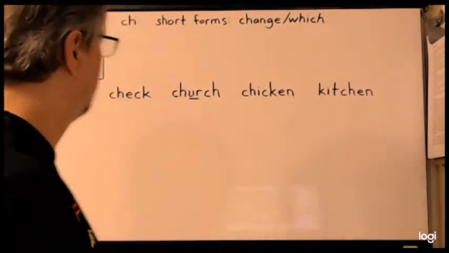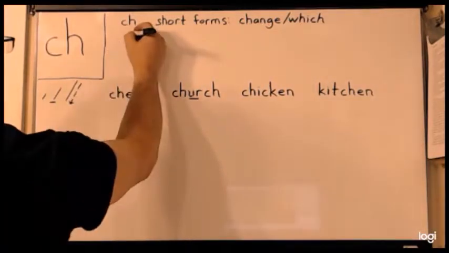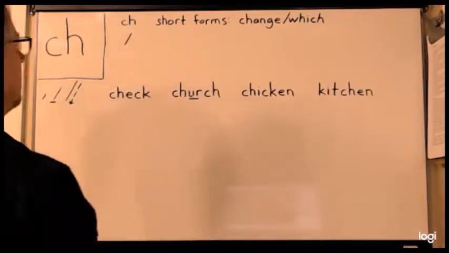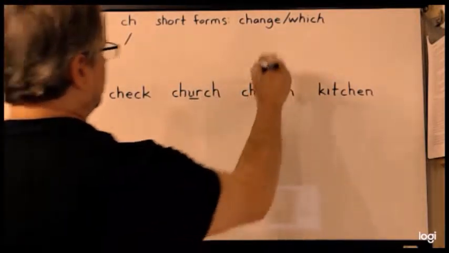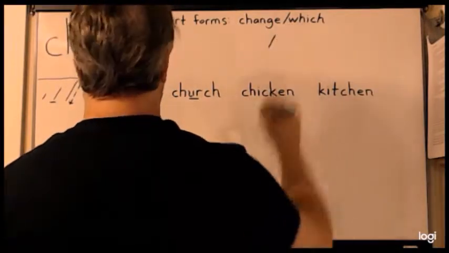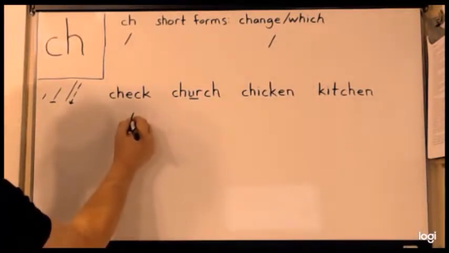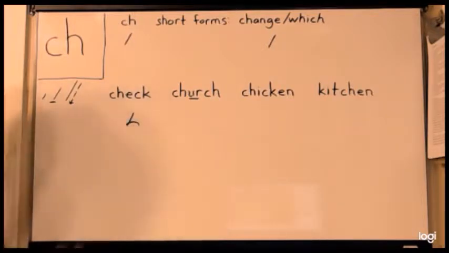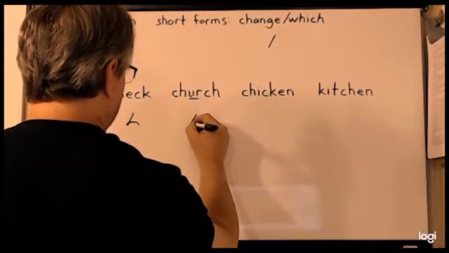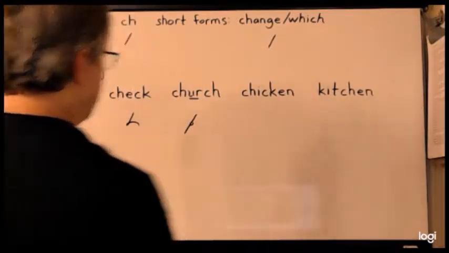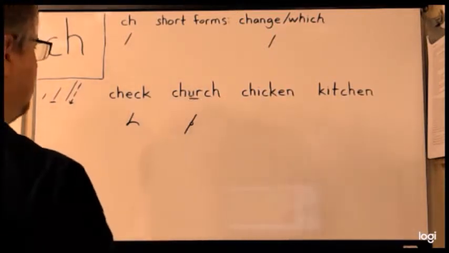For the CH, we will use this medium-sized downstroke, the sound CH. It represents the short forms change and which when it's by itself. For the word check, we'll write C-H-E-K. The word church, C-H-E-C-H. And remember, this E represents the U-R sound in church.